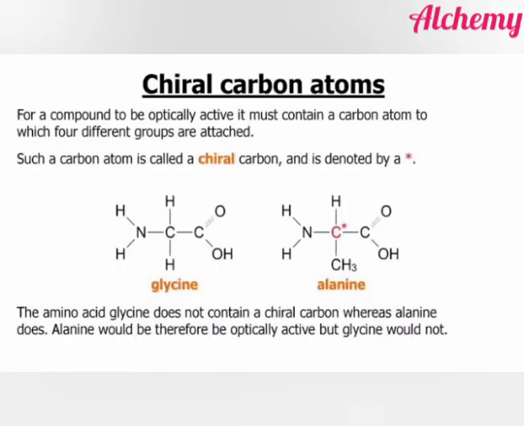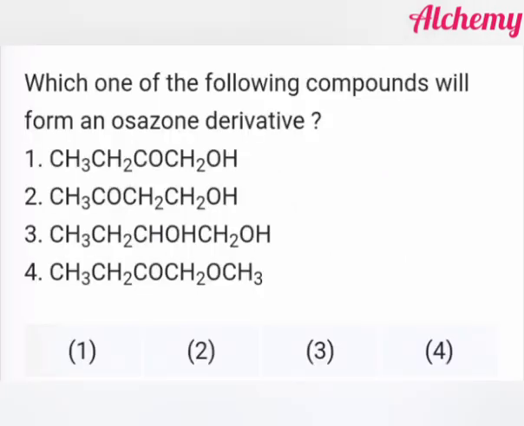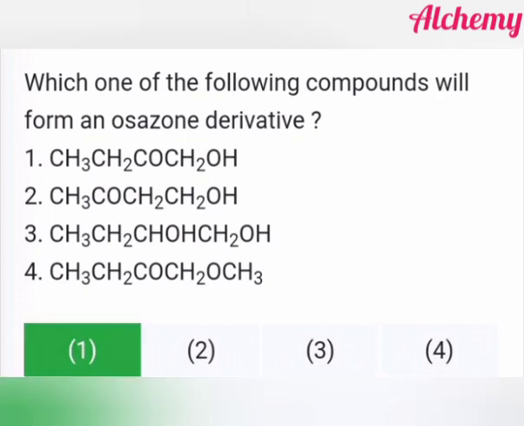For a compound to be optically active, it must contain a carbon atom to which 4 different groups are attached. The amino acid glycine does not contain a chiral carbon, whereas alanine does. Alanine would therefore be optically active, but glycine would not be optically active. Next question, which one of the following compounds will form an osazone derivative? Osazone derivatives are formed by compounds containing a carbonyl group. So option 1 is the correct answer.